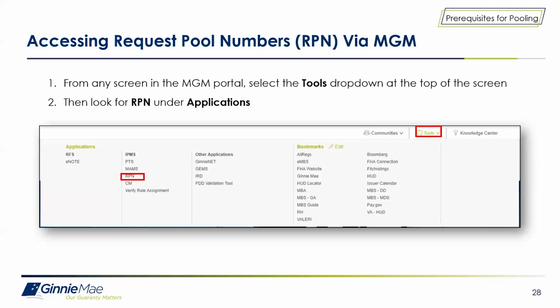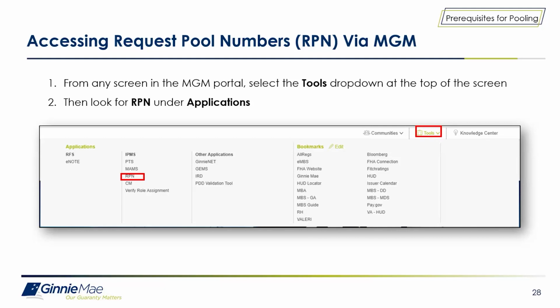Okay, so we have gone through the commitment authority. We have gone through master agreements. The next one you want to make sure you have on file is RPN, which is request pool numbers. And it's a basic thing. This is going to be part of your function. You're going to go to tools, and on the tools, you're going to see it on the IPMS, and it says RPN.